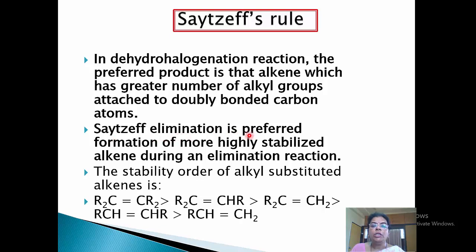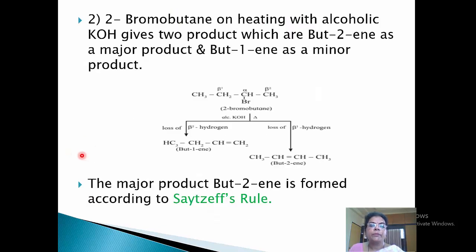Saytzeff elimination is the preferred formation of the more highly stabilized alkene during an elimination reaction. Now in the above example, this but-1-ene is less substituted, that is, the C double bond C is bonded to only one alkyl group, that is CH3CH2, the ethyl group. In this but-2-ene, the C double bond C is bonded to this methyl group and this methyl group, that is, it is bonded to two alkyl groups.